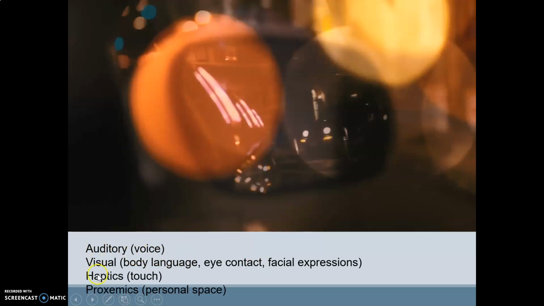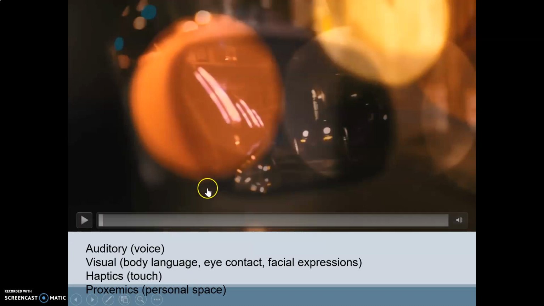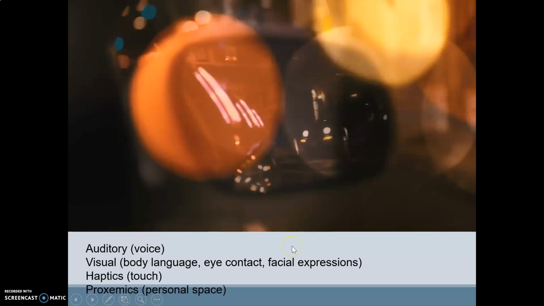They also use touch, right? This male touches this female several times. And personal space as well, because this female keeps walking away from this male, whereas this male keeps walking towards her, keeping a really close distance with this female. So that is the first principle of nonverbal communication. It uses several channels at the same time.